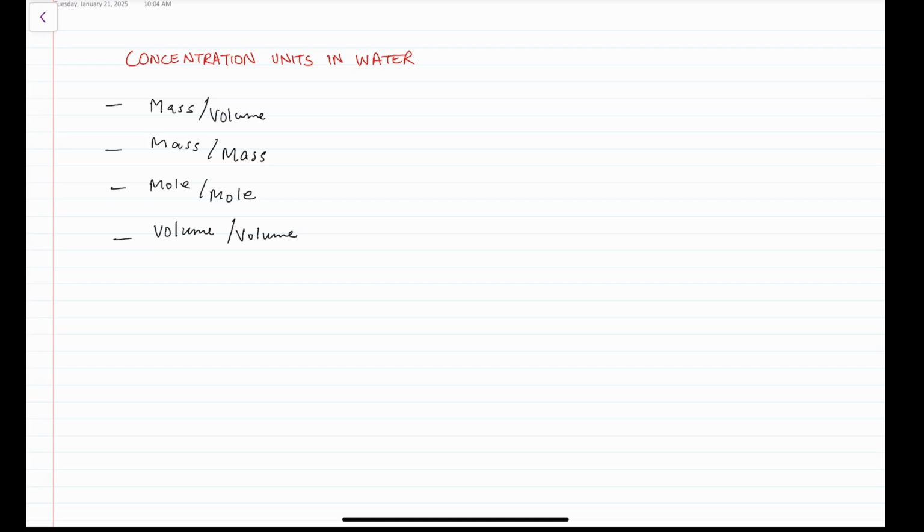So examples of mass over volume could be milligrams per liter, could be milligrams per meter cubed. Sometimes it could also be moles per liter. That's also an indirect form of mass per volume. And moles per liter is denoted by uppercase M for molar.